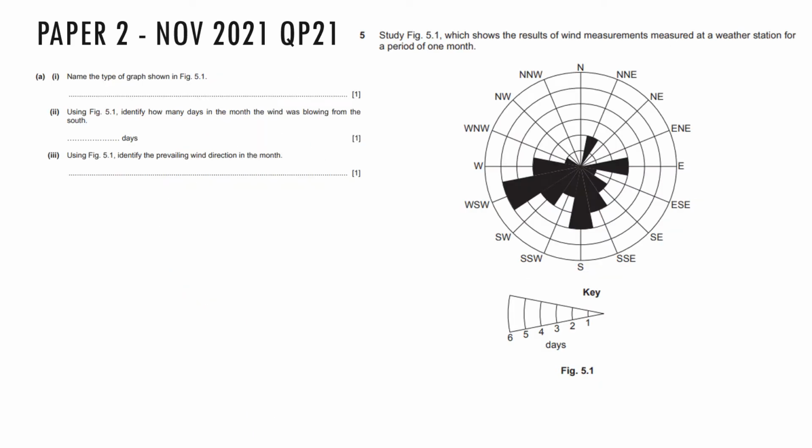So let's look at a question. Here, name the type of graph shown in figure 5.1. This is taken from a geographical skills question. A windrose, for those of you who don't know. Now, use figure 5.1 to identify how many days in the month the wind was blowing from.